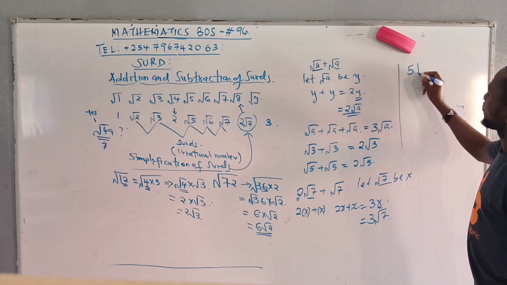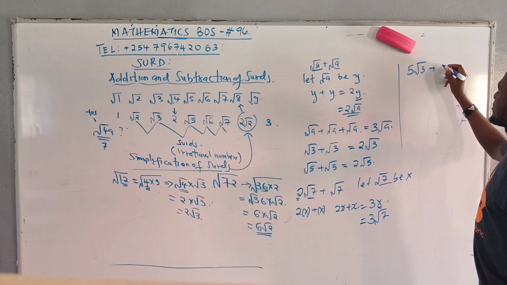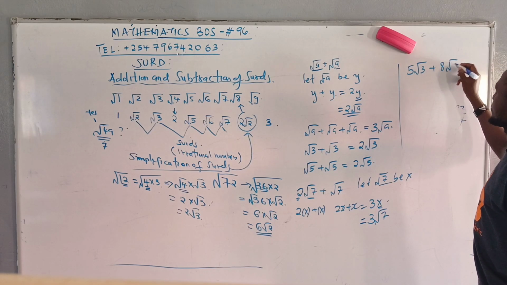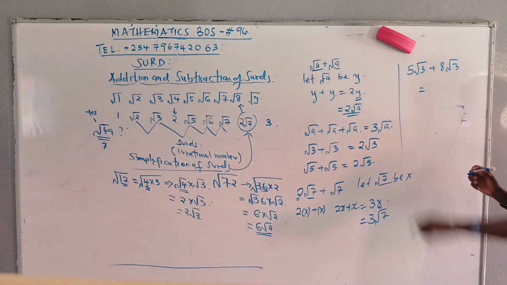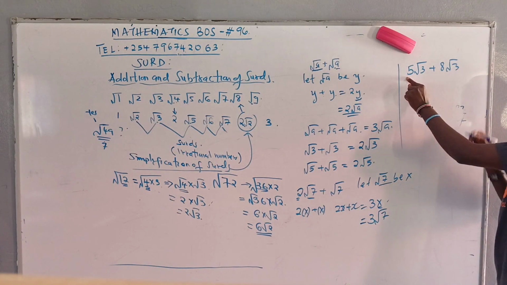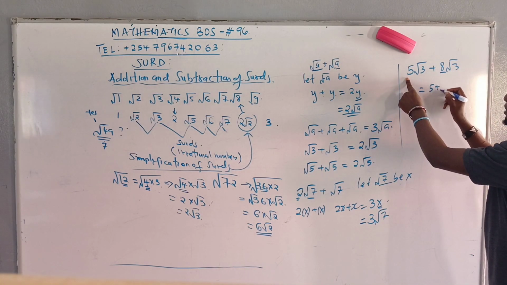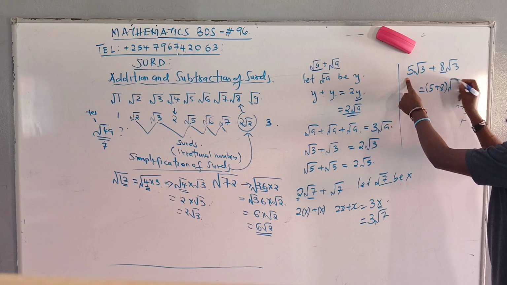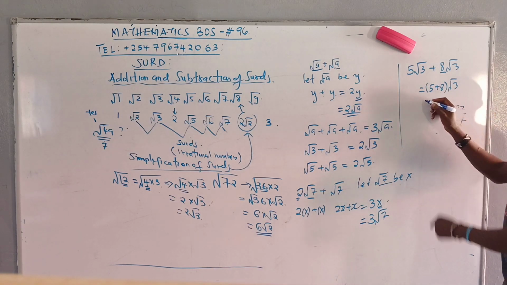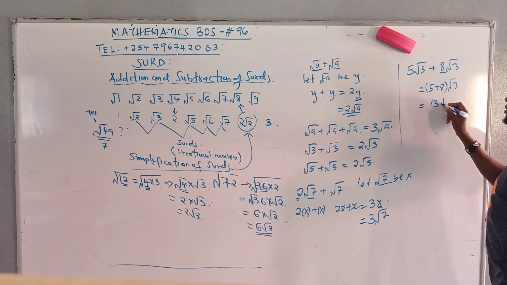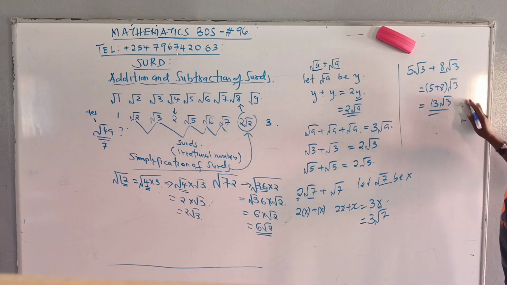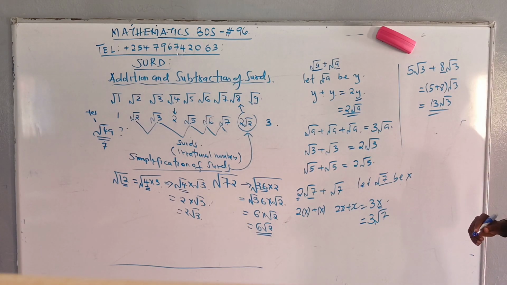We can advance to 5 root 3 plus 8 root 3. Take the elements outside the root. 5 plus 8 root 3. What is 5 plus 8? The result is 13 root of 3. And that becomes the final result of that particular question.